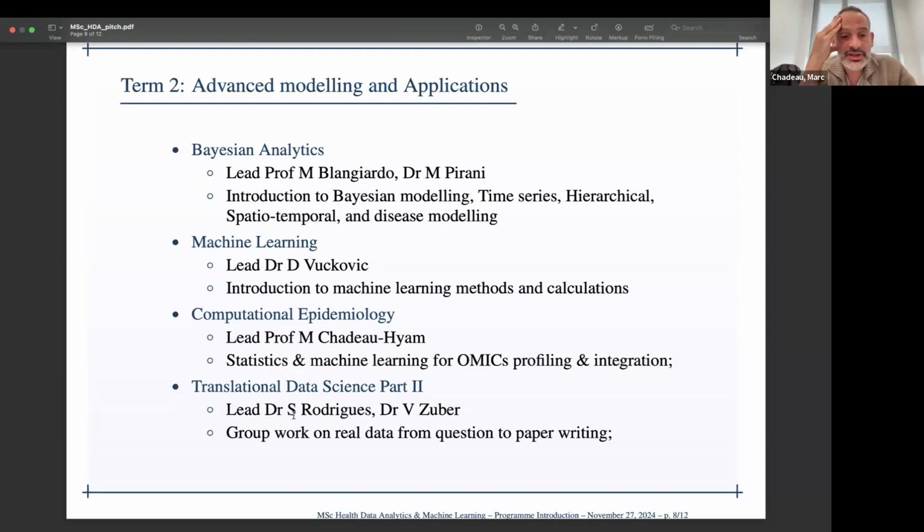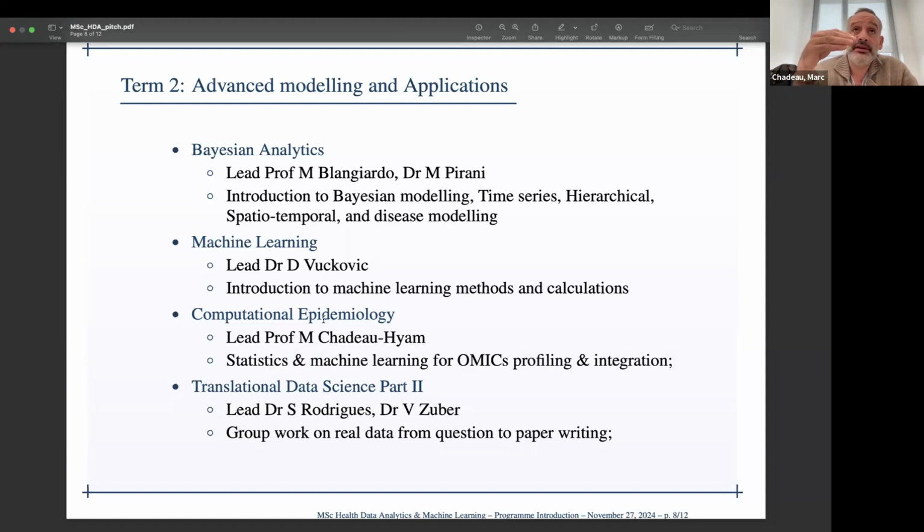Then you have the machine learning module led by Dragana Vukovic, where you will be introduced to machine learning methods, calculations, and interpretation. Then you have a companion module, which is computational epi, which is led by myself, where basically it is the same approach, but you're looking more into statistics for large data profiling and integration. So we're taking the example, as I said, of omics data, but this applies to any kind of complex and high-dimensional data. And then you've got the second part of the translational data science, where you will apply all the models that you're learning in these 3 first modules on real data.